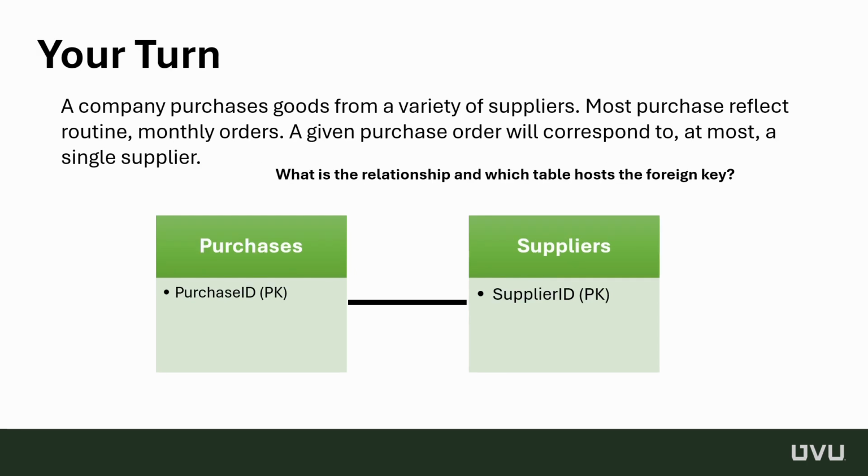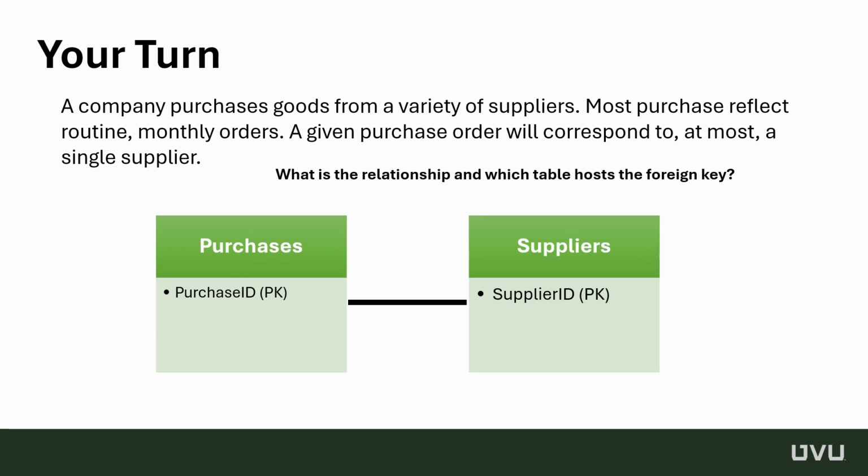All right, now it's your turn. I'd like you to take the following opportunity to practice this. Read through the prompt above and consider between the two classes listed below, purchases and suppliers. And once you've read the sentences and are familiar with what's going on at the company, decide on what the relationship is between the classes and indicate which table ought to host the foreign key. So pause the video now and then I'll give a solution.